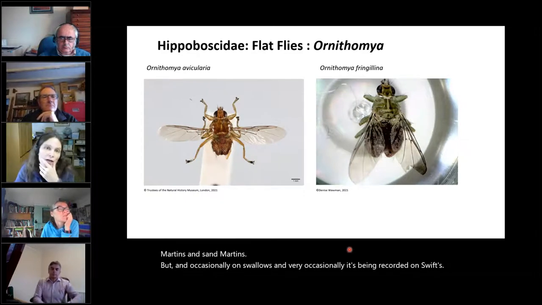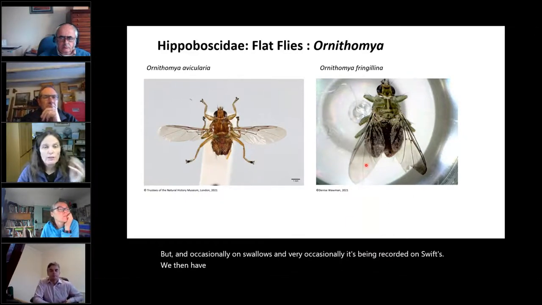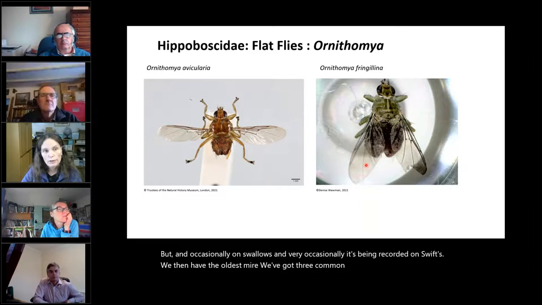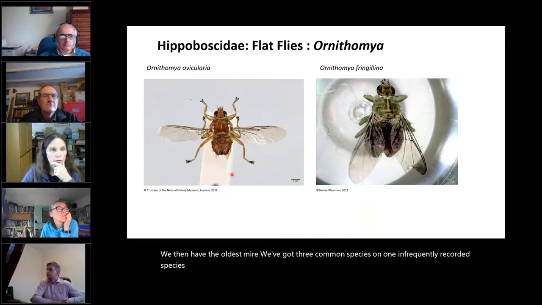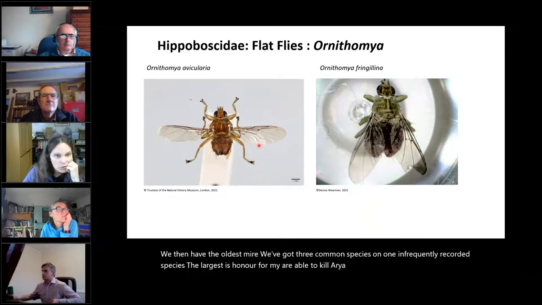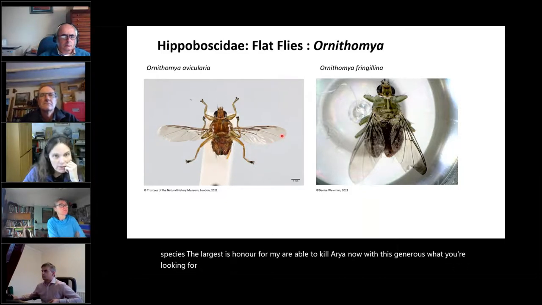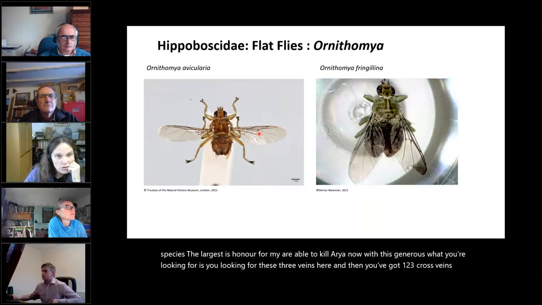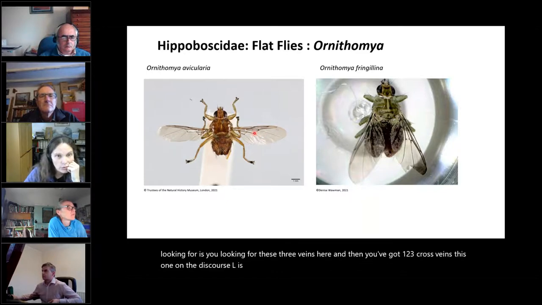We then have the Ornithomyia. We've got three common species and one infrequently recorded species. The largest is Ornithomyia avicularia. Now, with this genus, what you're looking for is these three veins here, and then you've got one, two, three cross veins. This one on the discal cell is usually not filled in on all of these.